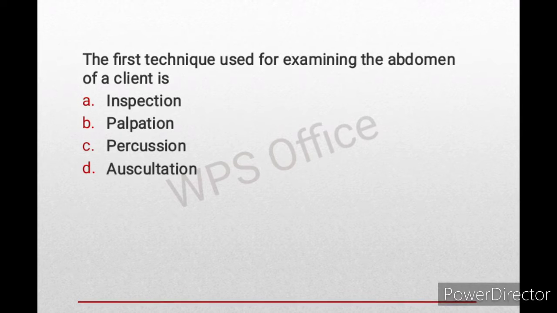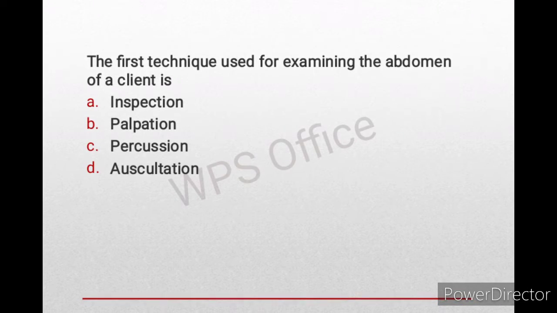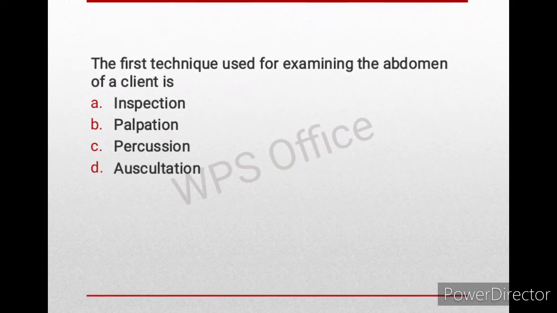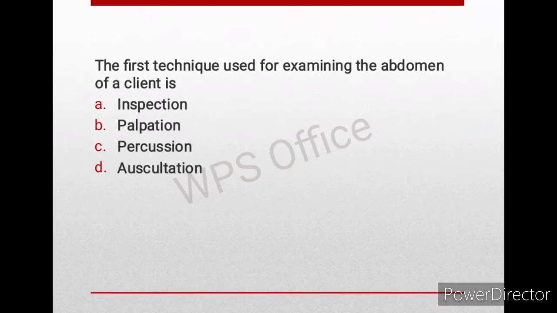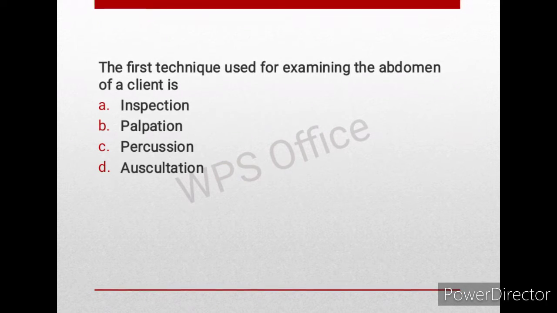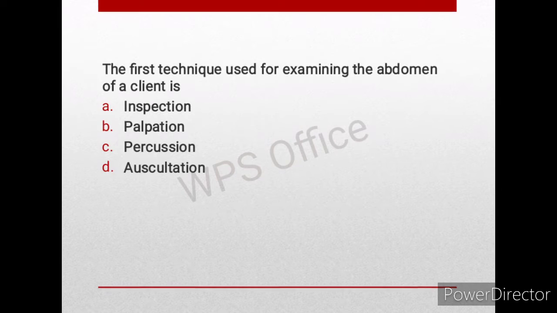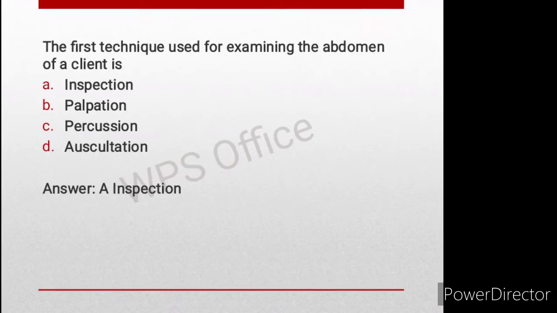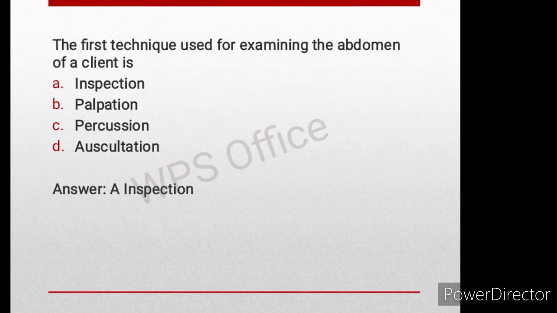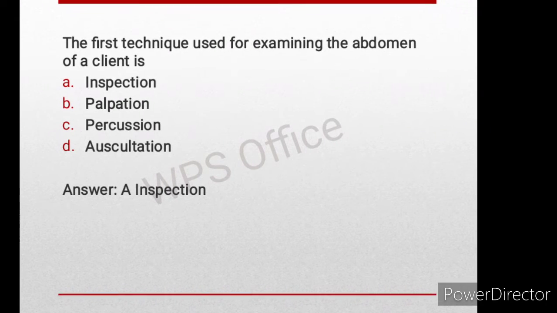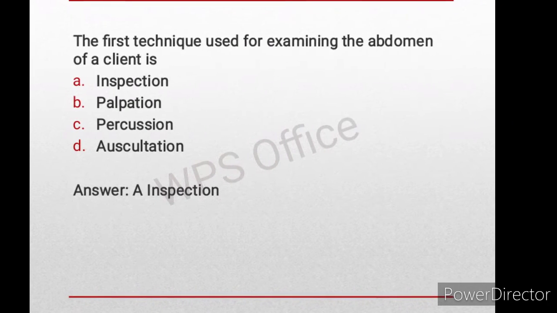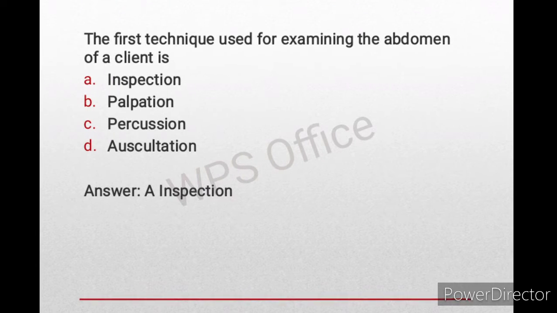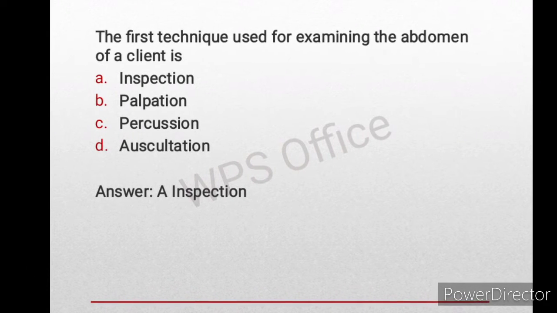The next question is, the first technique used for examining the abdomen of a client is option A, palpation, option B, auscultation, option C, percussion, and option D, inspection. So here the correct answer will be option D, that is inspection. While examining the abdomen of a client, we should always begin with inspection.